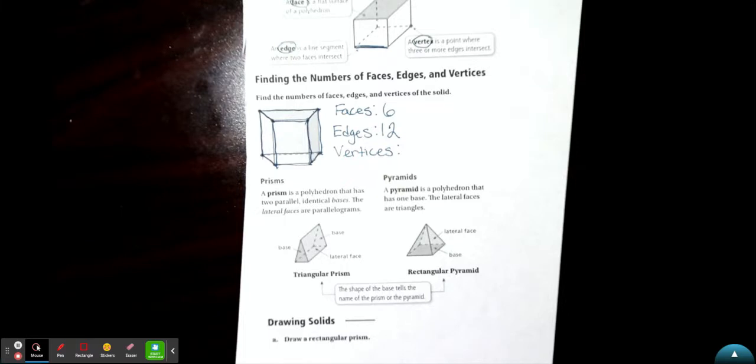Guys, I still will be grading your notebook, so you still need to have all of this stuff written down.